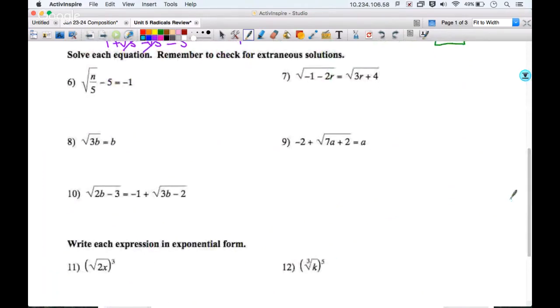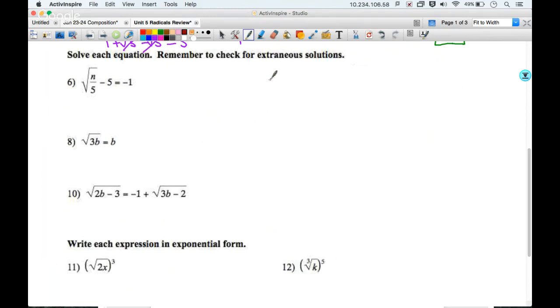All right, let's see. Solve each equation. Remember to check for extraneous solutions. I'm just going to jump to number 10 here. If we can do number 10, we can do all of these. Radical equals a number plus a radical. This is our hardest type. In fact, I'm going to white out a couple of these so I have a little bit more space to work on number 10 here.